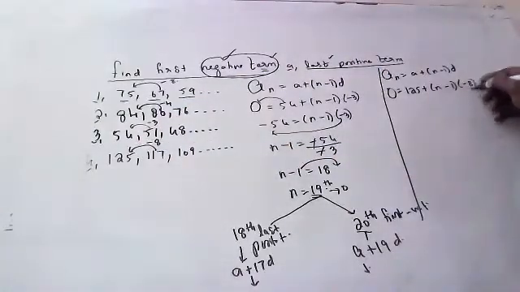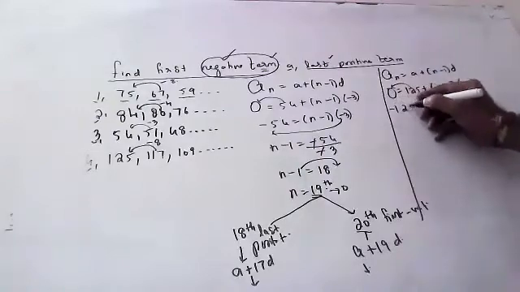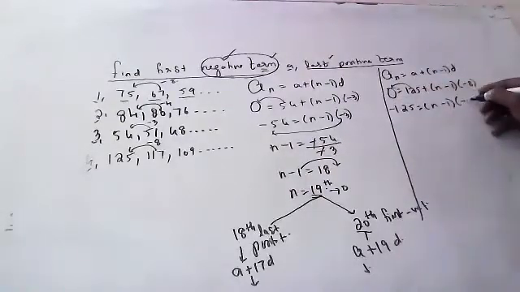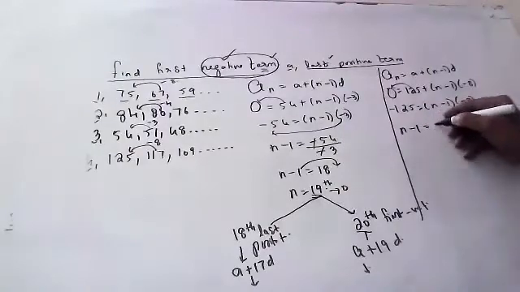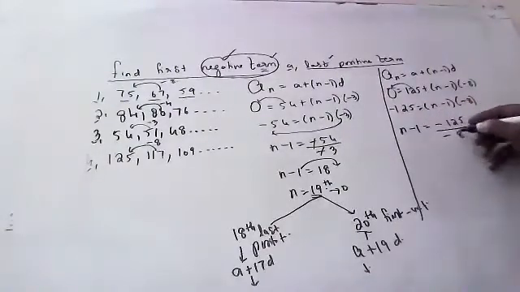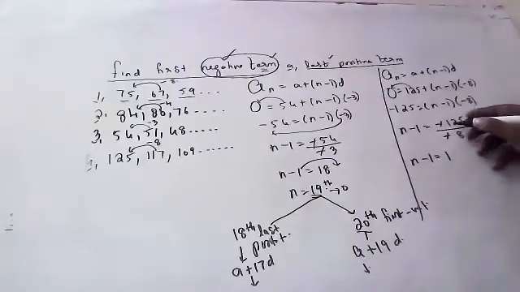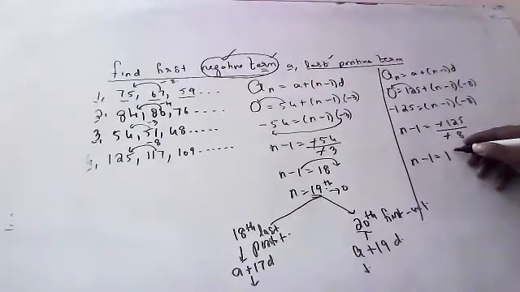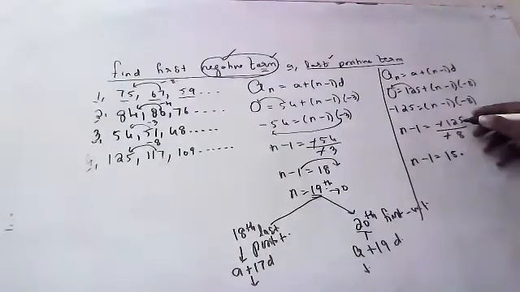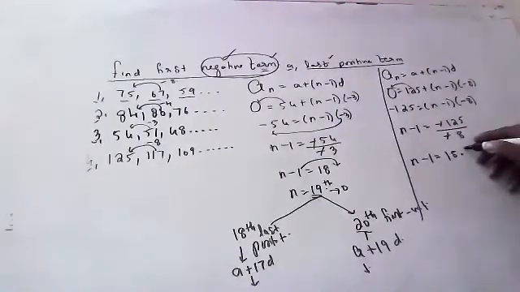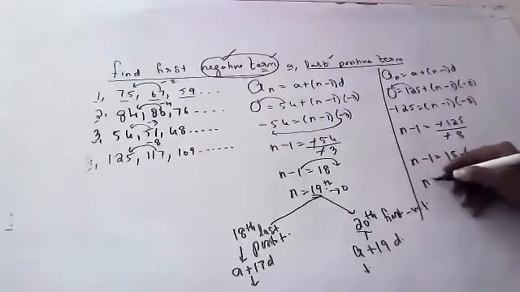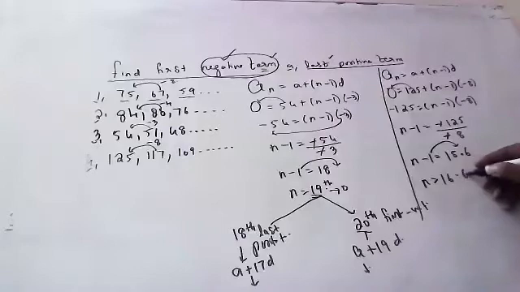Please see here, minus 8. This comes here, minus 125 is equal to n minus 1 into minus 8. So n minus 1 is equal to minus 125 by minus 8, minus minus cancel. N minus 1 is equal to 8 5s are 40, 8 6s are 48. So approximately, if it comes here, 16.6, children.